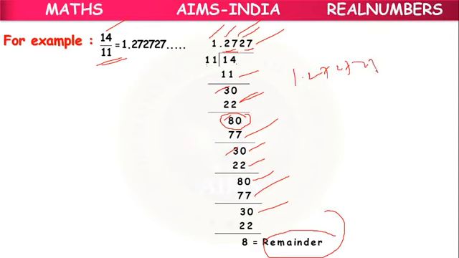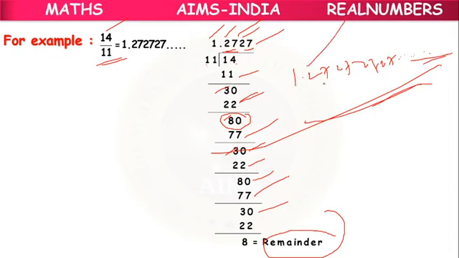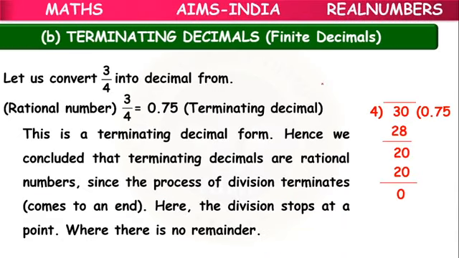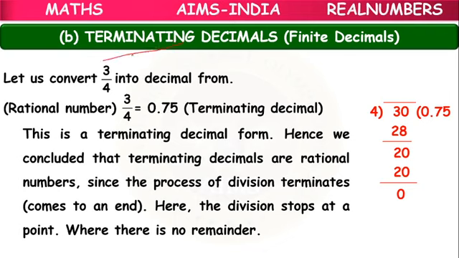1.2727, 27, 27, and so on. Like that, they are repeating. So this decimal expansion is not terminating but repeating, non-terminating repeating decimal. Okay, children. In this way, two cases are possible, either terminating or non-terminating repeating. The terminating decimals will have finite decimal places.